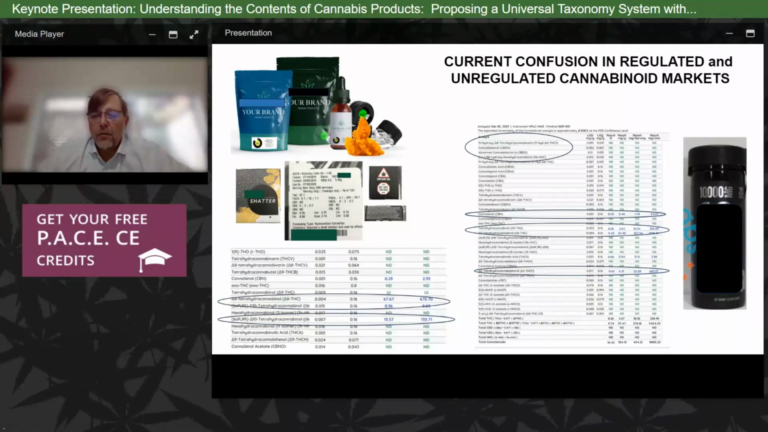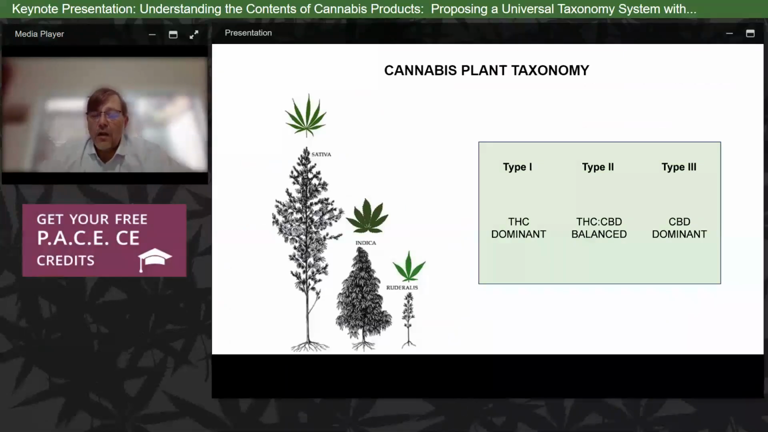So to solve this problem, we need to start a taxonomy system. There's been an attempt to have a taxonomy system for the plants, cannabis plants divided into cannabis sativa, cannabis indica, and cannabis ruderalis, mostly based on the morphology of the leaves, how they appear, longer sativas versus shorter, bushier indicas, and also geography. Most of the plants in reality are hybrids. There's very rare what we call landrace original strains that will be sativa or indica. Most of the plants are hybrids.